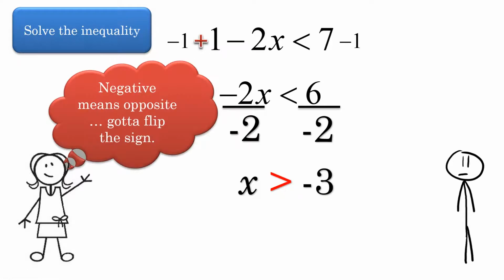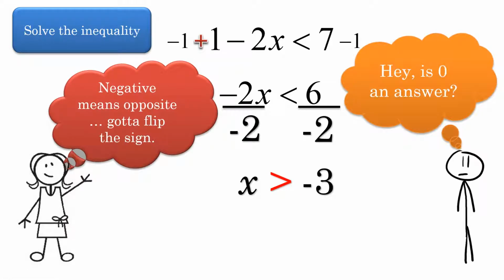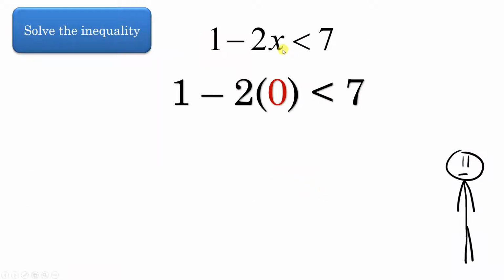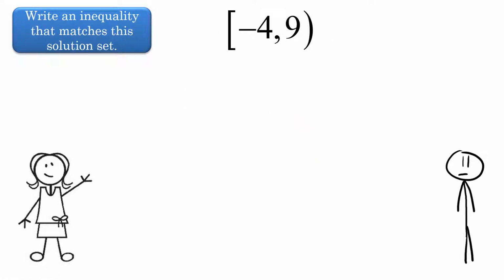So let's go ahead and see if that's really true, right? Let's see if we have a right answer. Let's see if 0 would work. 0 is bigger than negative 3, right? It is. 0 is bigger than negative 3, so let's plug in 0 here and see if that's really true. So I got 1 minus 2 times 0. Well, 2 times 0 is 0. 1 is less than 7. That is true. We found the answers. That's pretty cool.